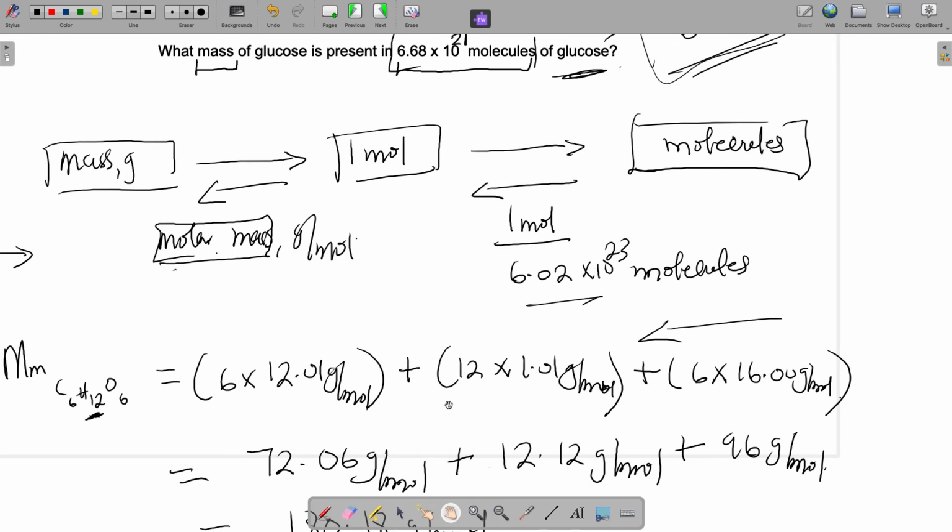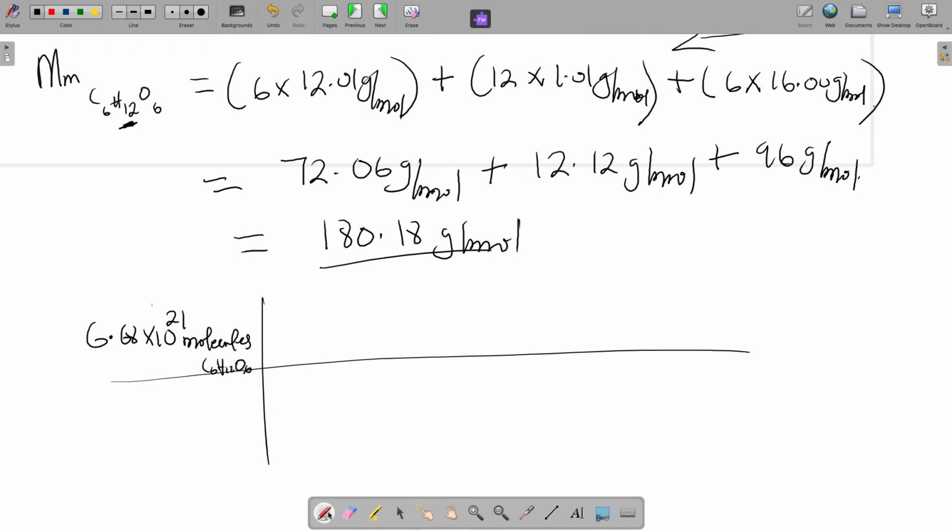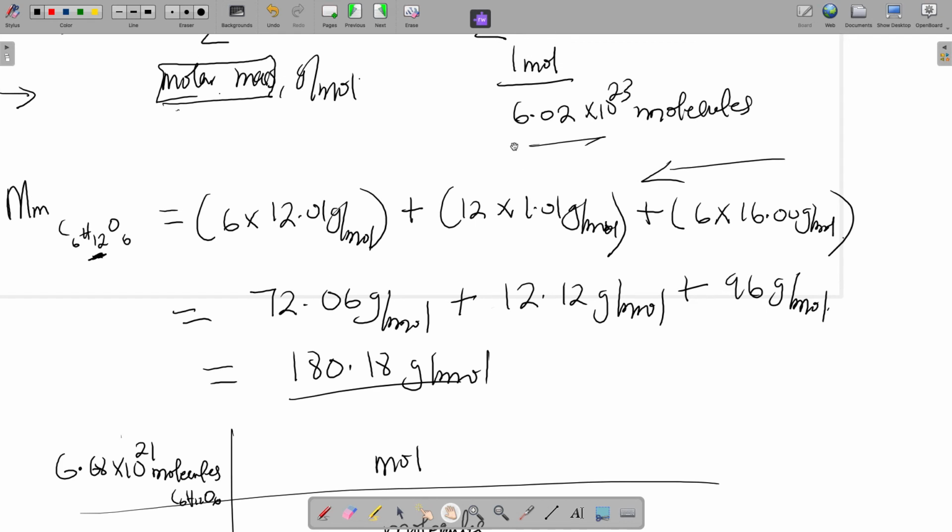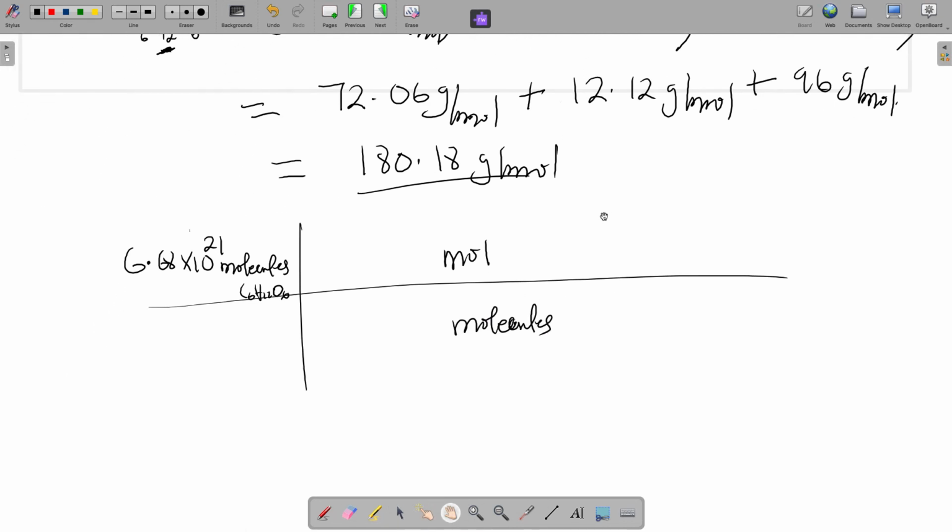But since we want moles, moles should be on top. So we'll have a mole on top, and then molecules at the bottom. But remember, molecules goes with Avogadro's number, and 1 goes with our mole. So 1 here, and then Avogadro's number at the bottom, 6.02 times 10 to the power 23. And remember, we're calculating for glucose, C6H12O6. Then we'll close our table.